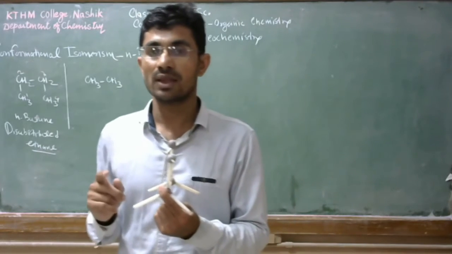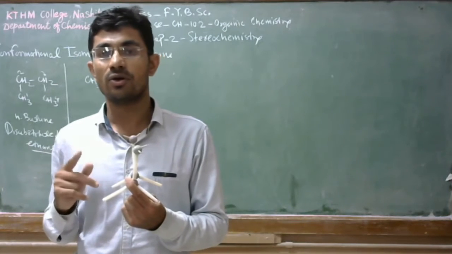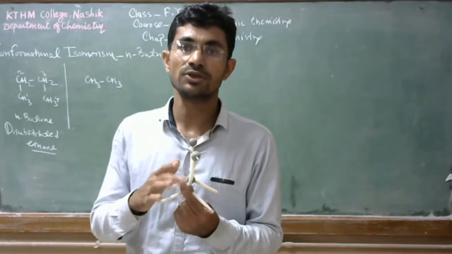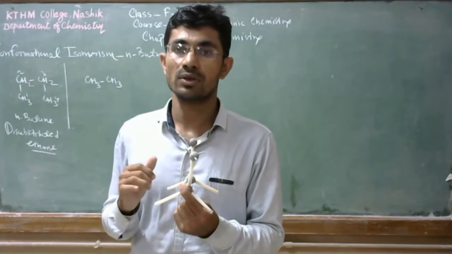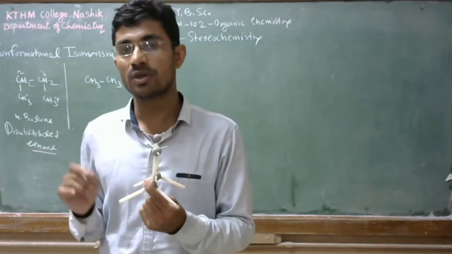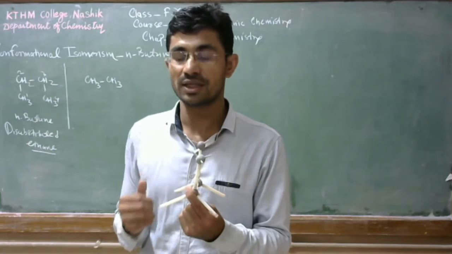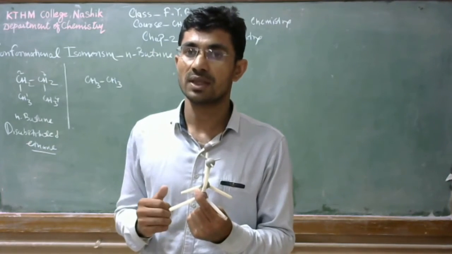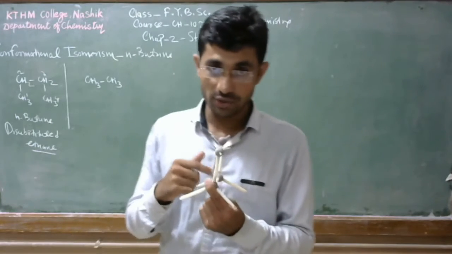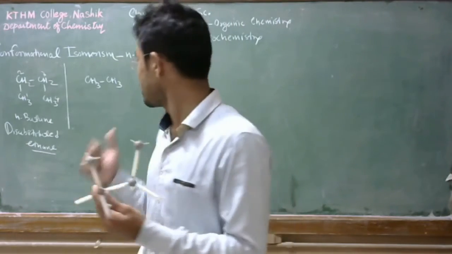You know that we can rotate this C2 and C3 bond from 0 to 360. Because of this rotation we get the different conformations in ethane. In the same way we can rotate the bond along C2 and C3, and because of that we get different conformations of n-butane.